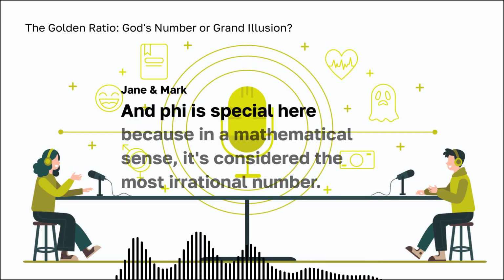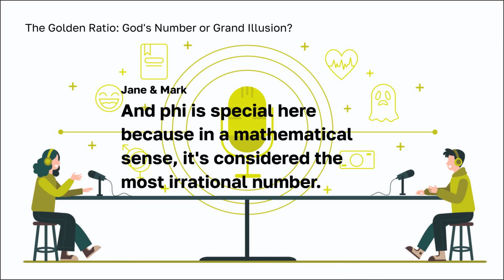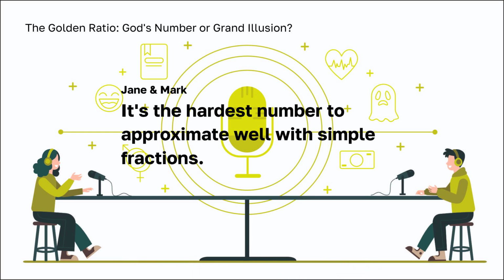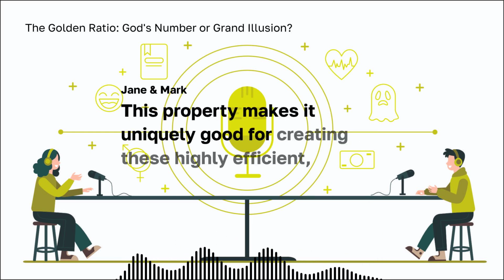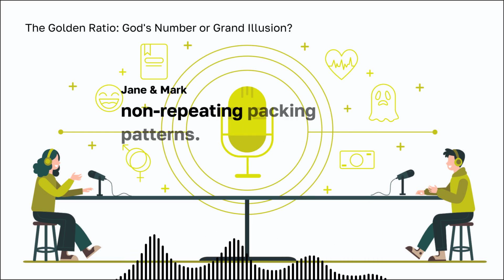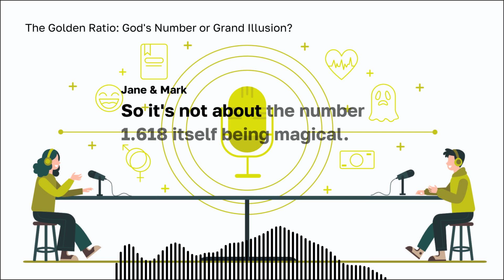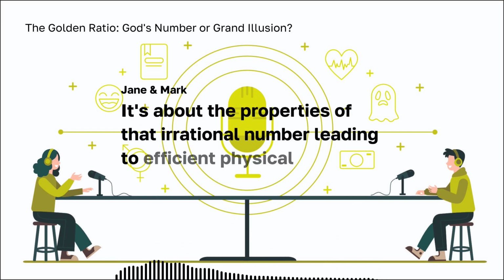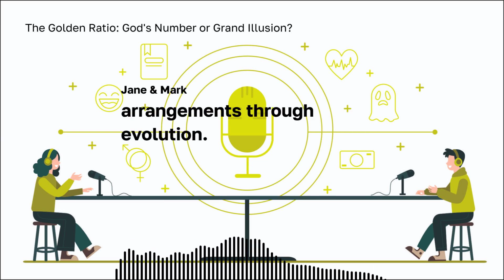And phi is special here because, in a mathematical sense, it's considered the most irrational number. It's the hardest number to approximate well with simple fractions. This property makes it uniquely good for creating these highly efficient, non-repeating packing patterns. So it's not about the number 1.618 itself being magical. It's about the properties of that irrational number leading to efficient physical arrangements through evolution.